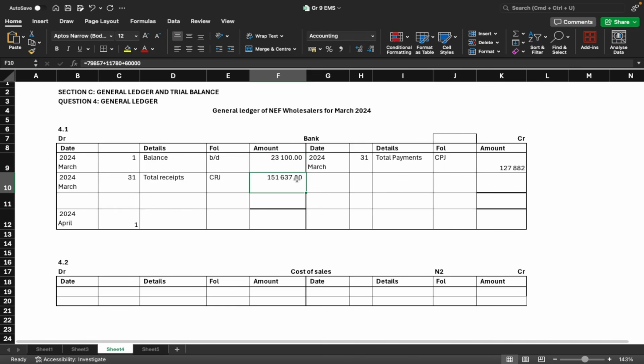And so you can clearly see that the debit side is bigger than the credit side. And so what do we do? We take the total for the bigger side, which is the debit side in our case, and then add them together and put it down here. And then we also put that same total on the credit side.